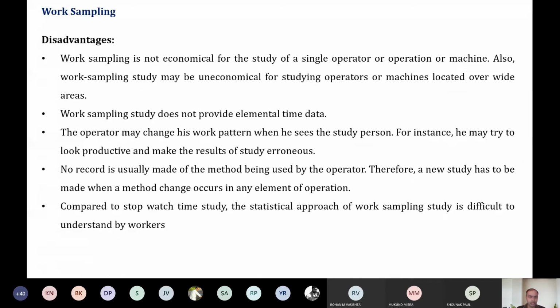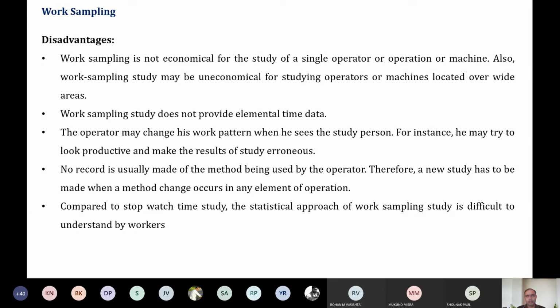What are the disadvantages? As I told you, if the working area is wide, this study is not advisable. And this is not going to provide elemental time data, like the motion time data you used to collect, right? The time consumed by each and every work element is not available. Rather, it will give the standard time of the entire job, not for each and every individual thing.